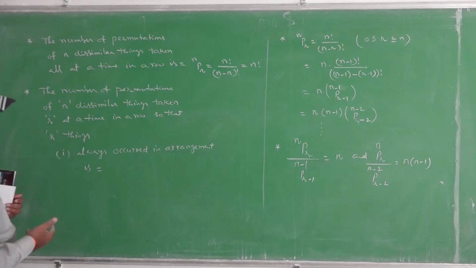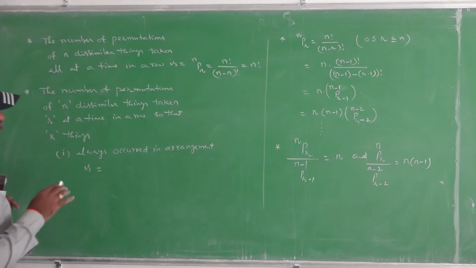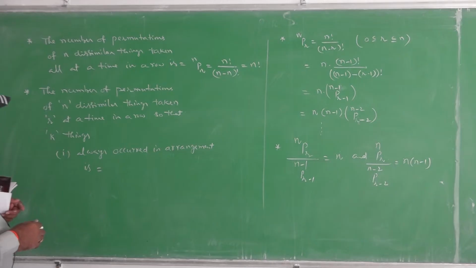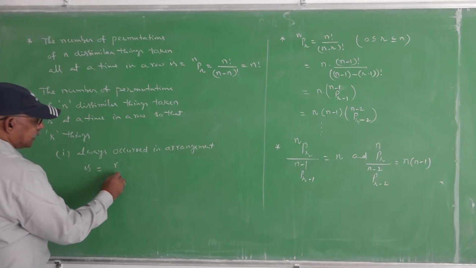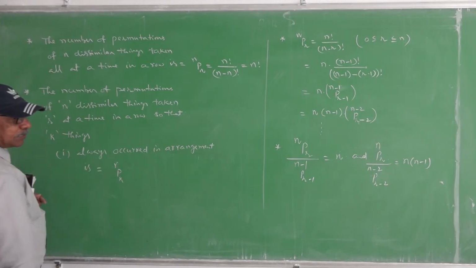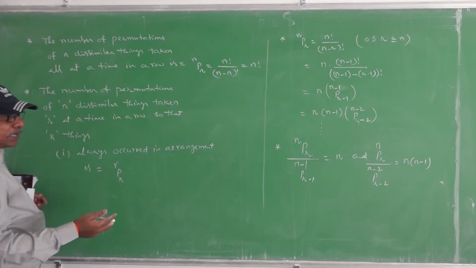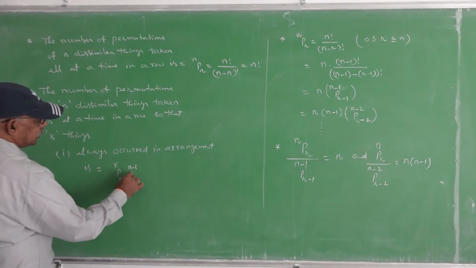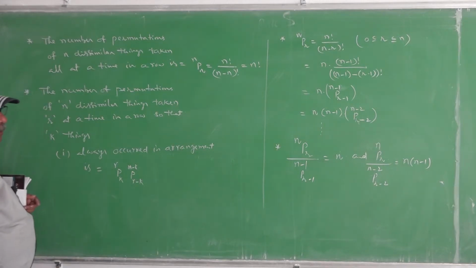So, at first arrange the k things that are always included in the arrangement, so that out of r places, k places are arranged at first. The remaining r minus k places can be filled with n minus k things. So, (n minus k)P(r minus k).